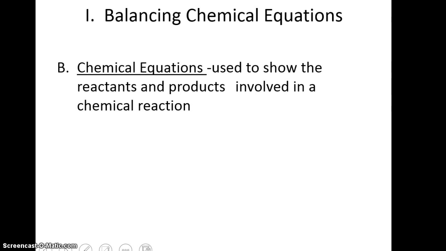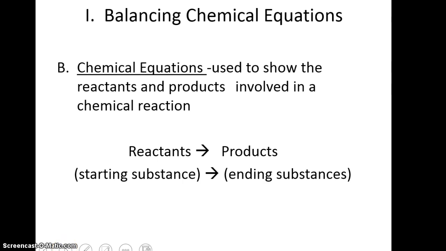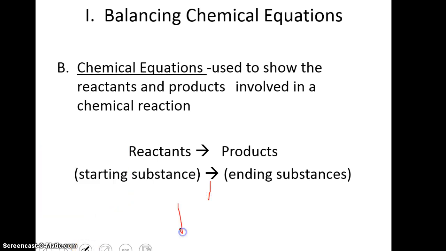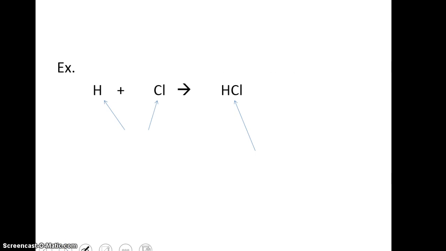Chemical equations are used to show the reactants and products involved in the chemical reaction. The reactants are going to be on the left side of the arrow and the products are going to be on the right. Reactants just means the starting substances, and products just means the ending substances. And that arrow means to yield or to make. So the H and the Cl would be the reactants and the HCl would be the product.